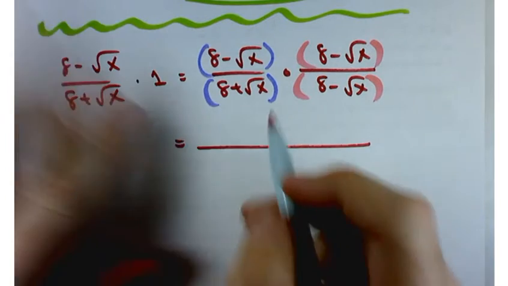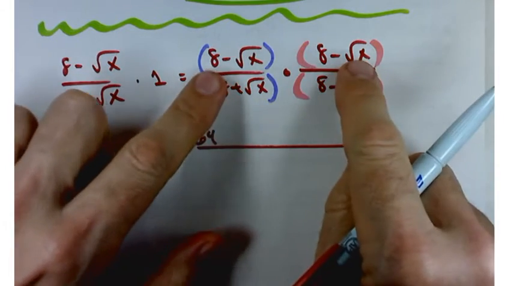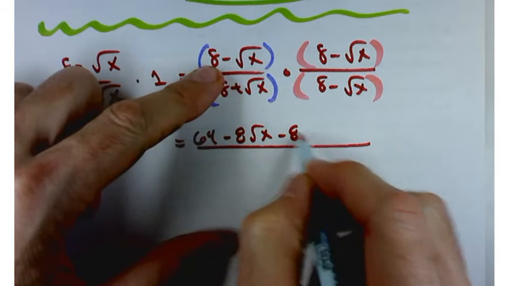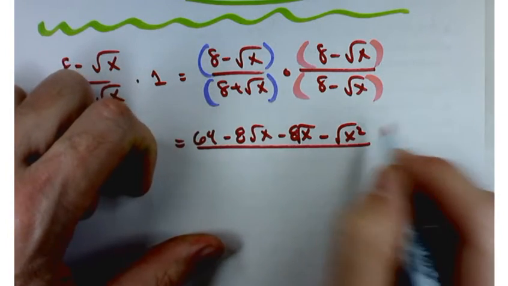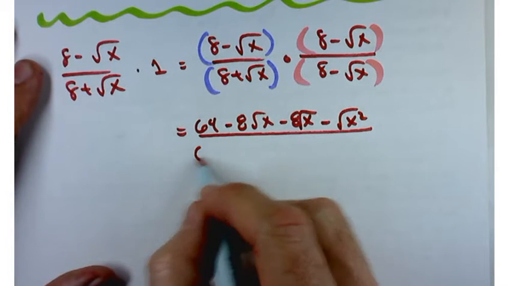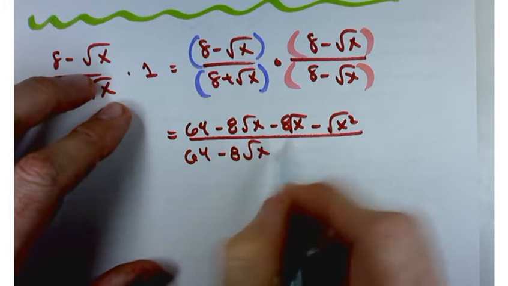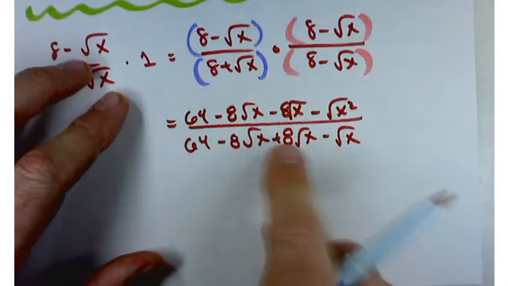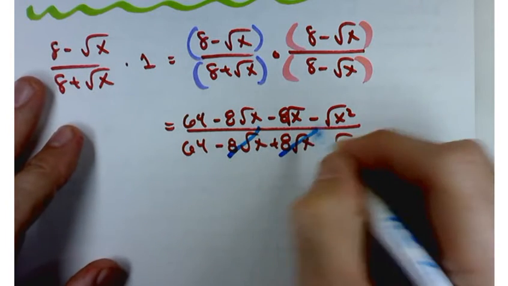Okay, so in the numerator, 8 times 8 is 64. Minus 8 square roots of x. Minus 8 square roots of x again. Minus the square root of x squared. In the denominator, I'm going to get something very similar, right? The only difference is that the middle term is going to be a plus 8 square roots of x. And the nice thing about that is that it means these terms cancel. They drop out.